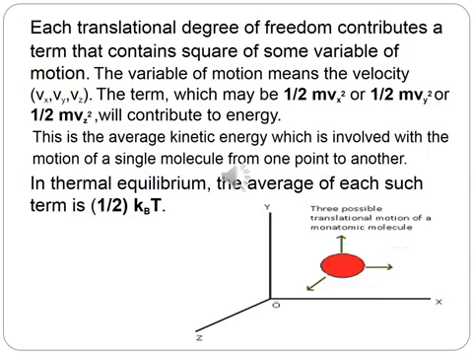In thermal equilibrium, the average of each such term will be equal to 1/2 kBT, where kB is the Boltzmann constant and T is the absolute temperature. The given figure shows 3 possible translational motions of a monoatomic molecule.